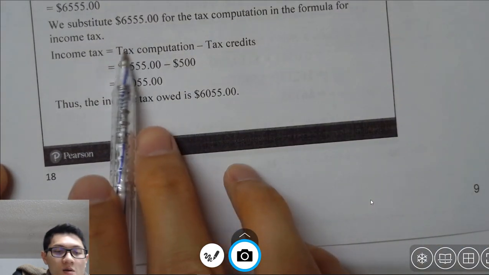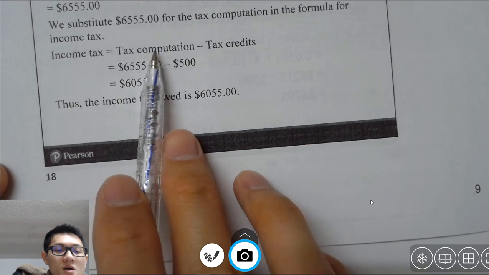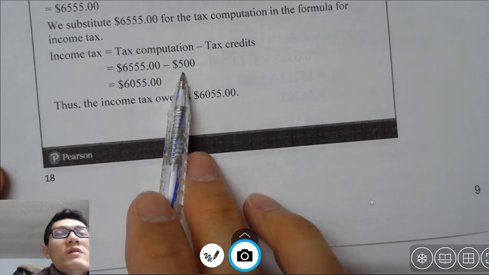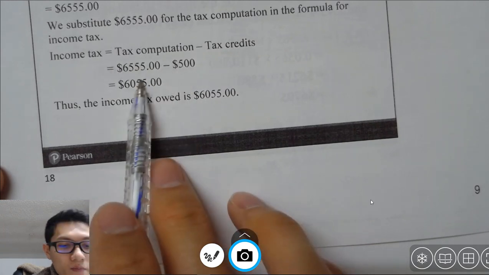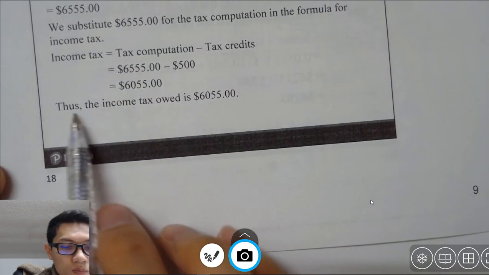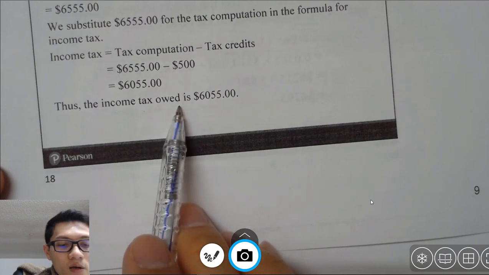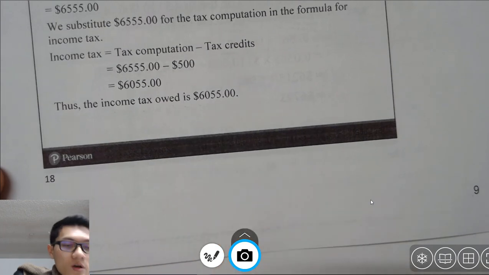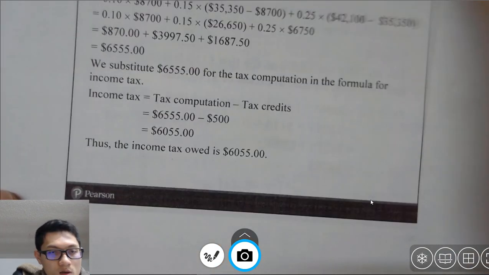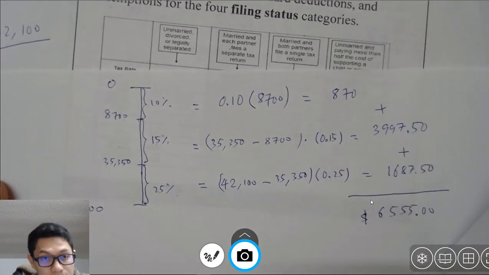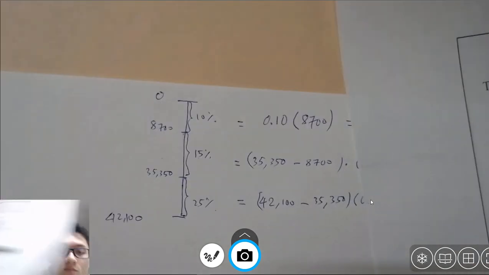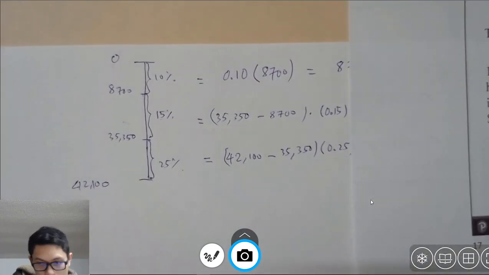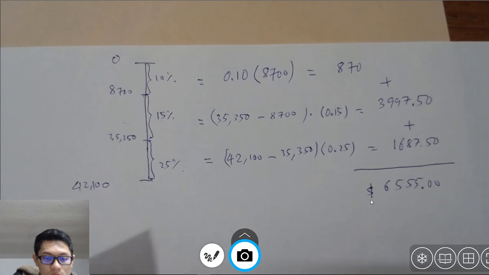Income tax equals tax computation minus tax credits. The tax credit is 500, given in the problem. Subtract that, so the income tax owed by this woman is $6,055. So that's the long problem. So let's go back to the problem of the woman.